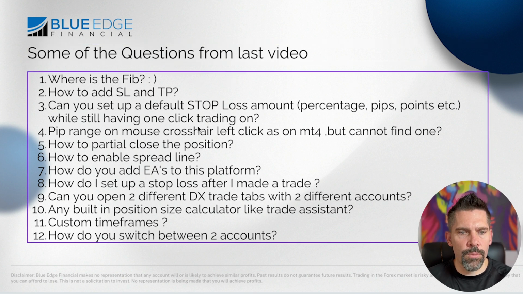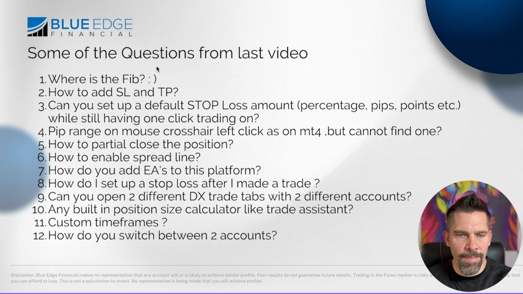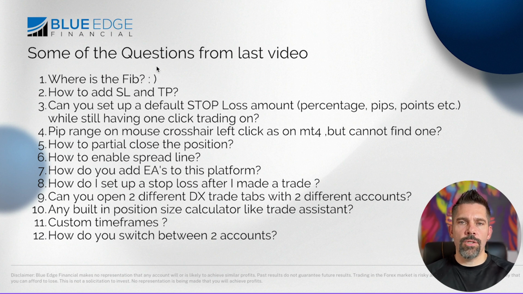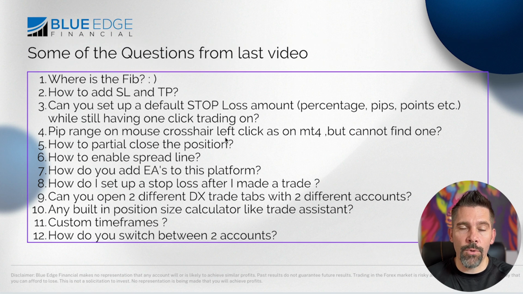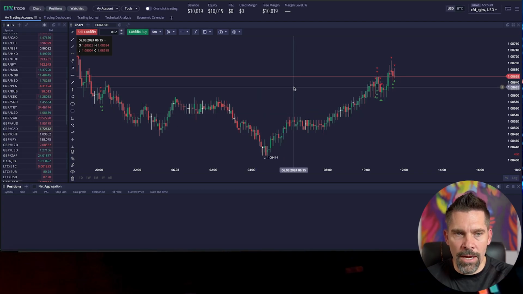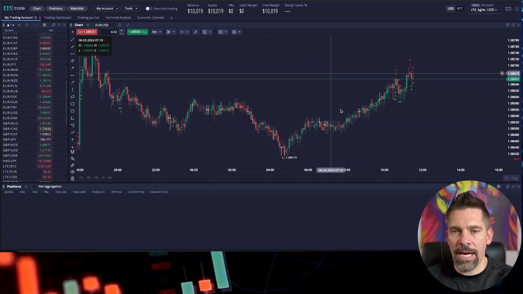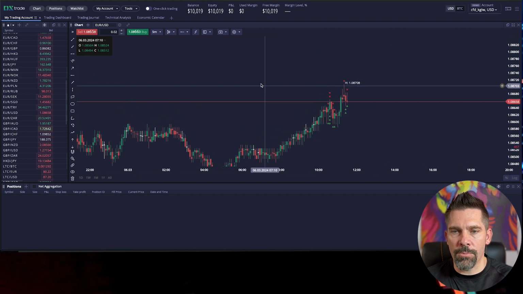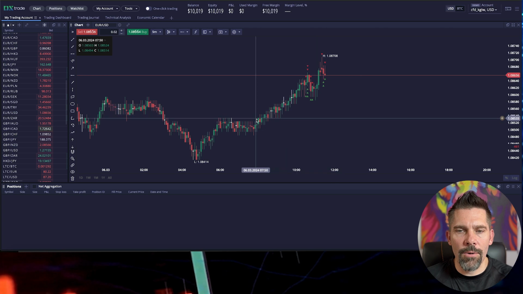Can you set up default? Yes, we did do that. Pip range on mouse crosshair left click as on MT4, but cannot find one. So this was actually directly from the comment. They're saying you can do the pip range if you left click on your mouse and drag on MT4, you actually get a range. So you cannot do it the same way, but there is a way around it. Like you see, if I click and drag my left, it just moves the chart around. So how do I get a pip range?